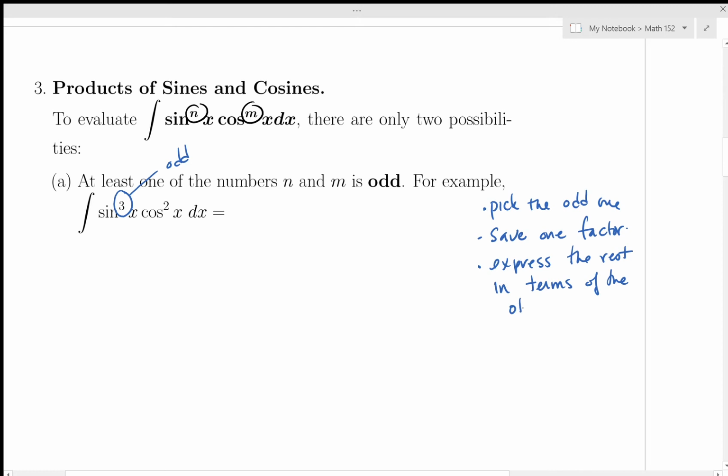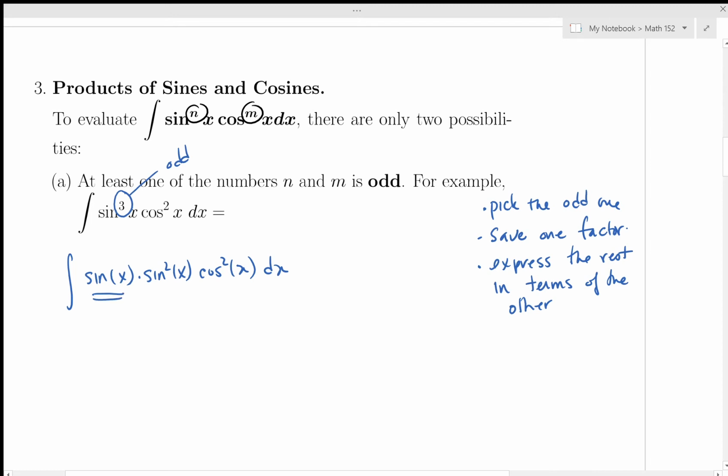Okay, these slightly cryptic instructions here to the side mean this. 3 is odd, so what I'm going to do is save one factor of the sine. So I'm going to write sine cubed as sine x times sine squared of x times cosine squared of x dx. So basically that's my idea: pick the odd one, that was 3, save one factor. That's that.